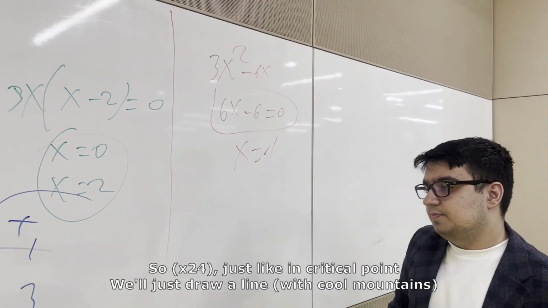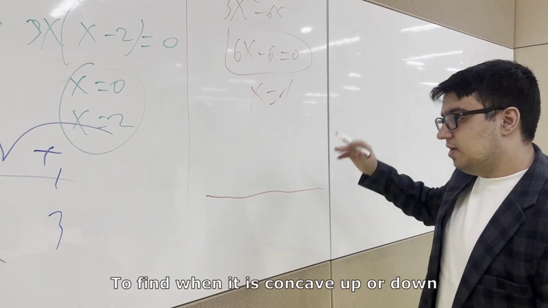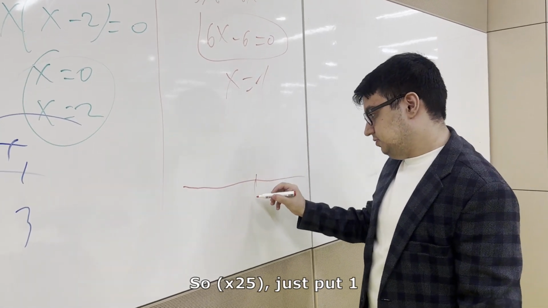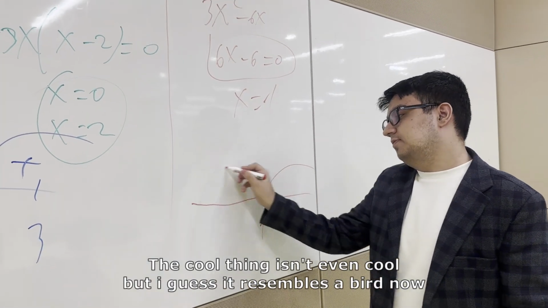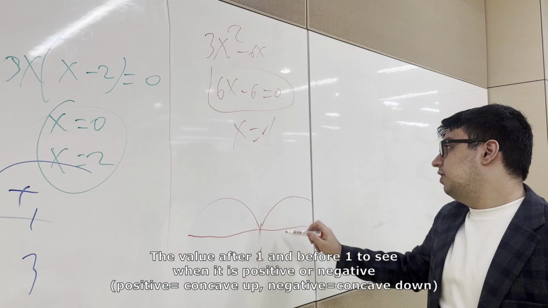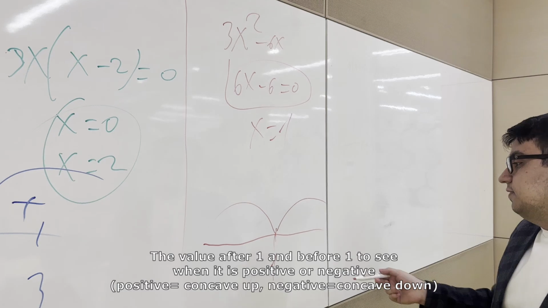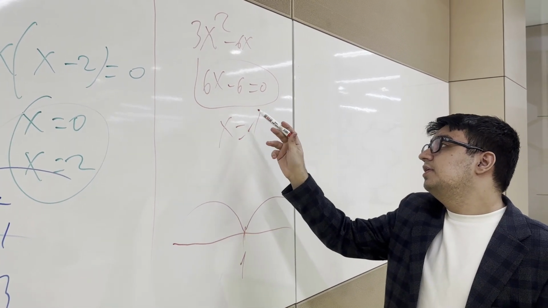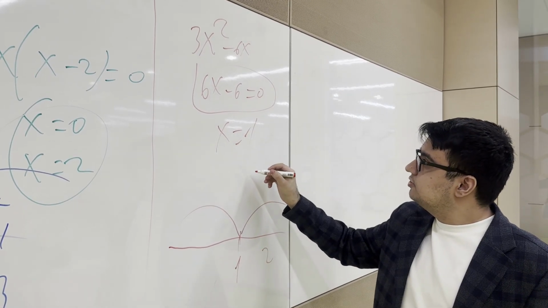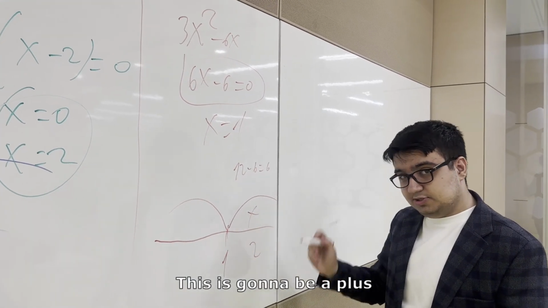So just like with critical points, we'll draw a line like this to find when it's concave up or concave down. We'll put our inflection points, but we only have one, so we'll just put 1. Now we put the values after 1 here and the values before 1 here to see if it's positive or negative. After 1, let's put 2 into it. It's going to be 12 minus 6, which is 6, which is positive if you didn't know. So this is going to be a plus.